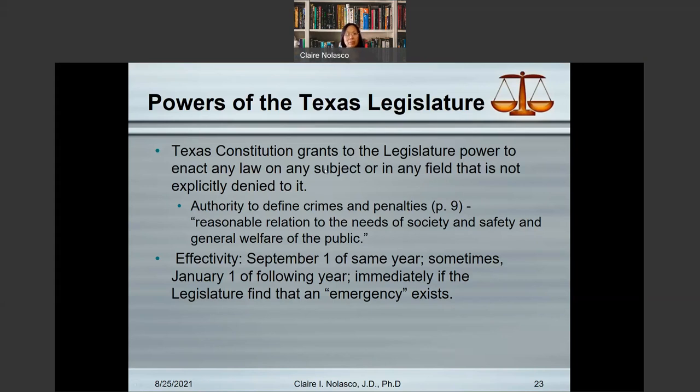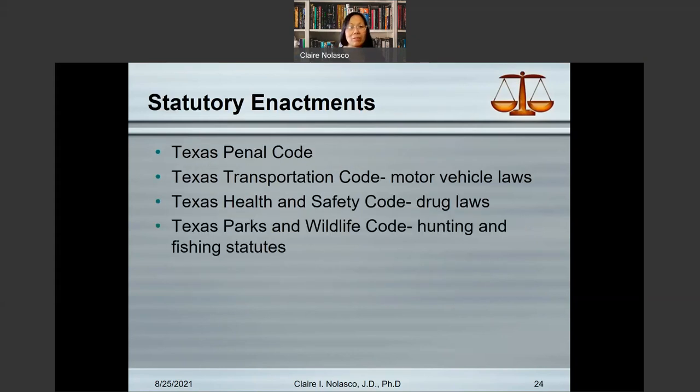The effectivity of the law enacted by the Texas legislature is September 1 of the same year, sometimes January 1 of the following year, but it is effective immediately if the legislature finds that an emergency exists.